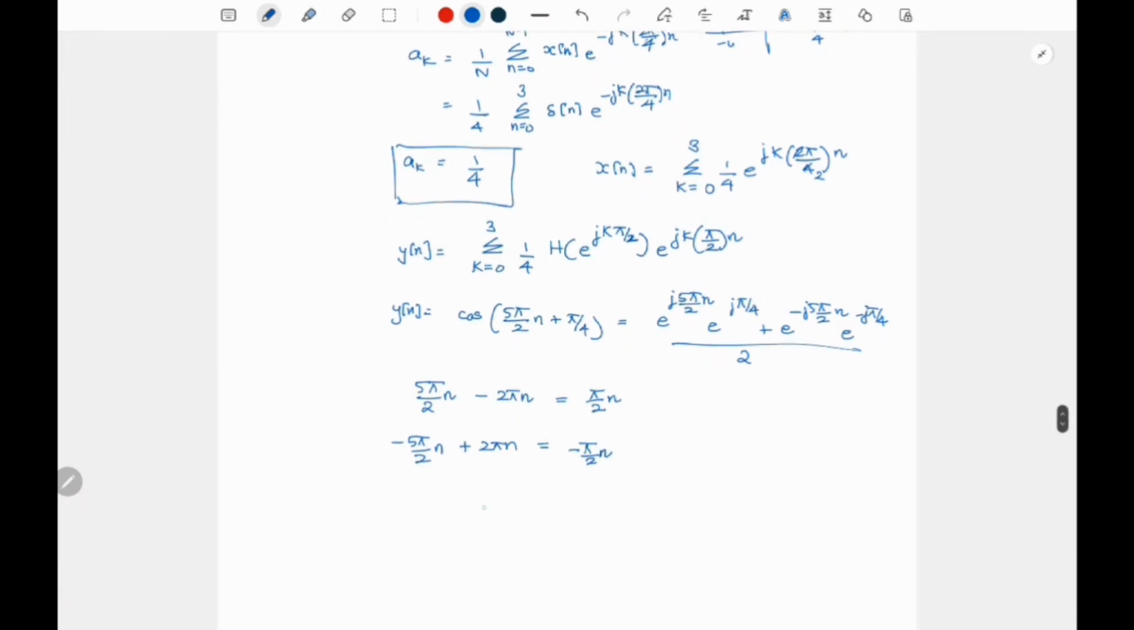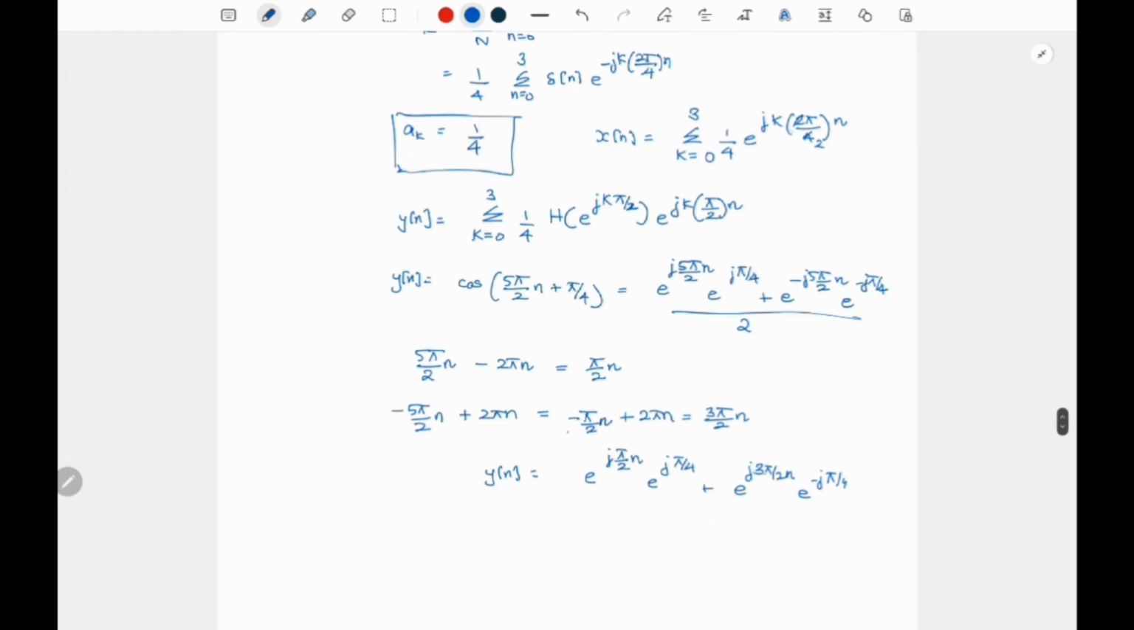So this y of n I can write as e power j pi by 2n e power j pi by 4 plus e power minus j pi by 2n e power minus j pi by 4. And again, this minus pi by 2n is not in this range, right? So I'll again add 2 pi n. So what will I get here? I'll get 3 pi by 2n. So this is in my range. So minus pi by 2n, I can write as 3 pi by 2n.